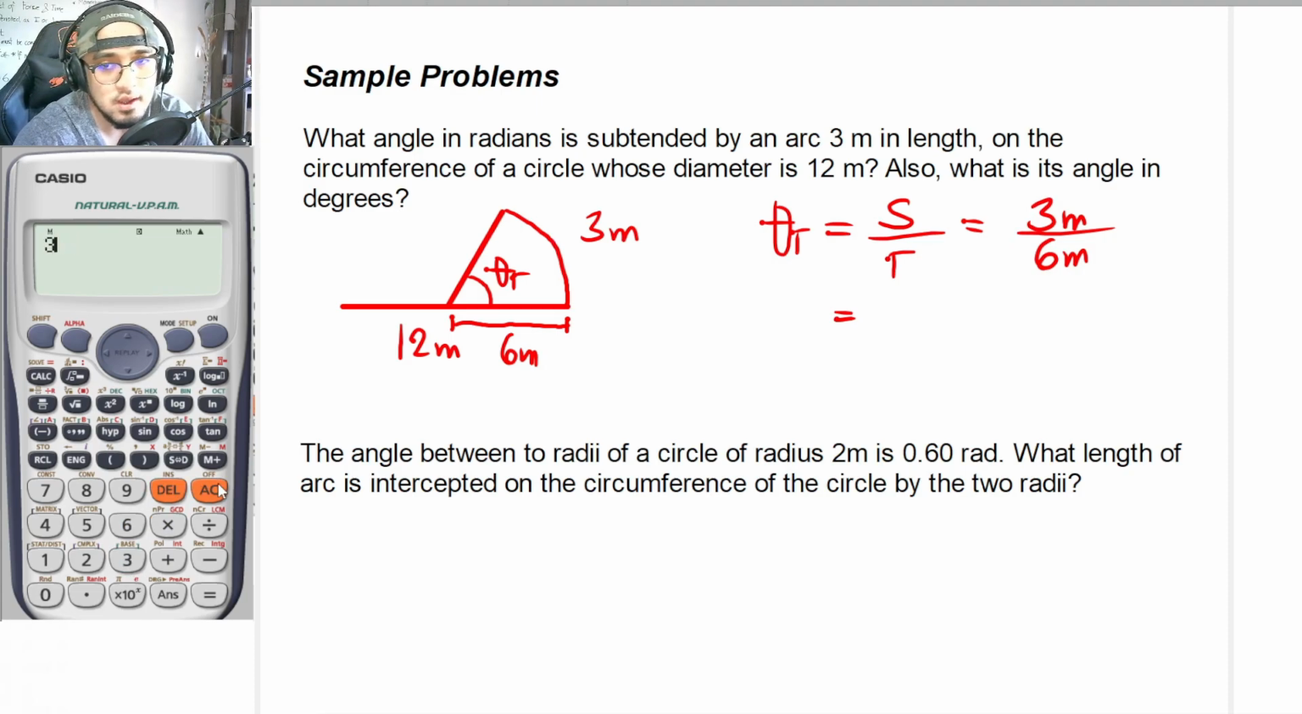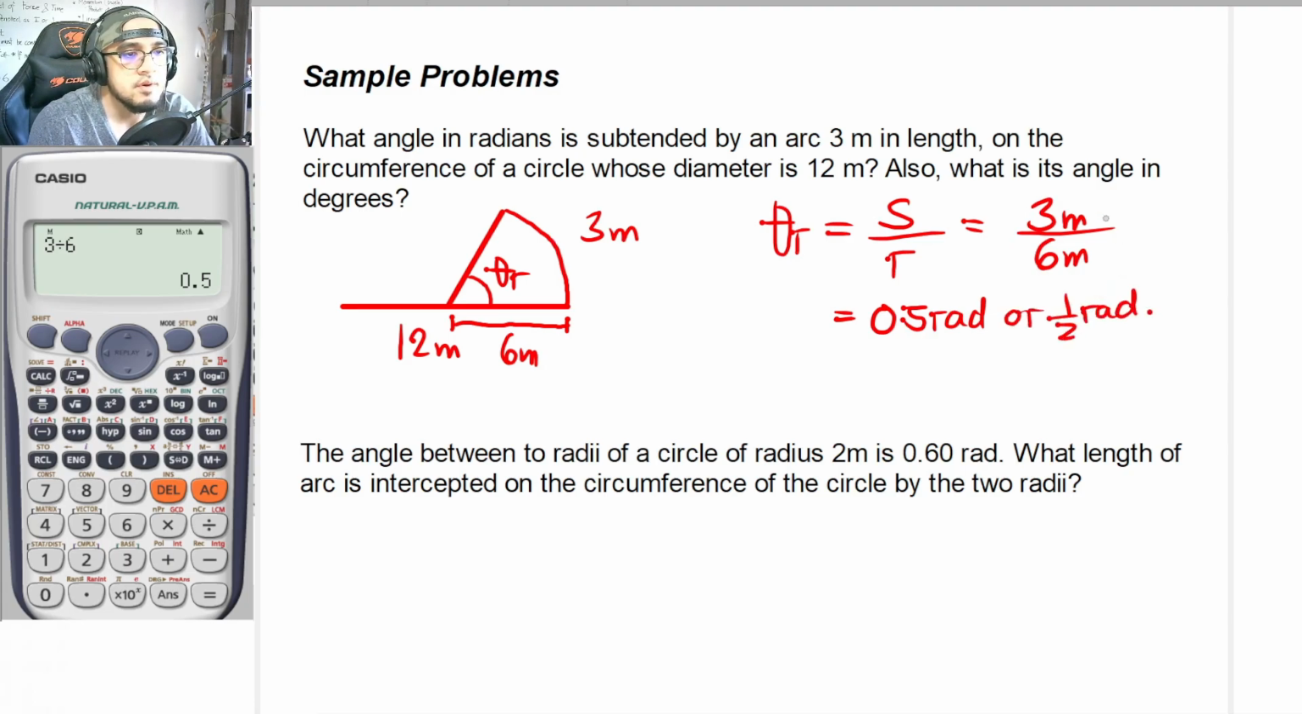Proving it using the calculator to your left, 3 divided by 6, 1 half, 0.5. So this is now to be equal to 0.5 radians or 1 half radian. Okay, so this is now to be our first answer. And we actually have a follow-up question here. What is now to be its angle in degrees?